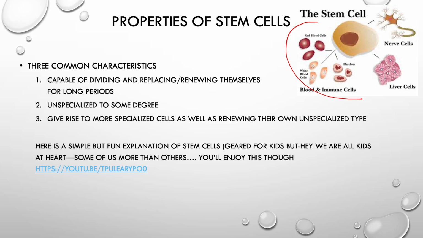There are three common characteristics that define a stem cell. One, they are capable of dividing and renewing themselves, and somatic cells are not. This can happen for a long, unlimited period. Two, they are unspecialized to some degree, meaning they don't have a specific function, as they are progenitor cells that can give rise to specialized cells. That's point number three, they give rise to more specialized cells, as well as renewing their own unspecialized type.